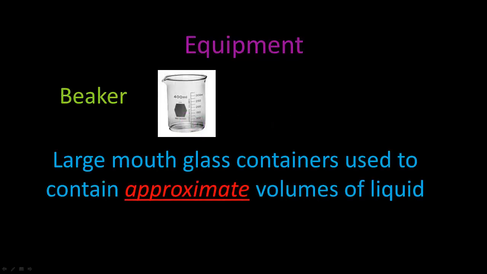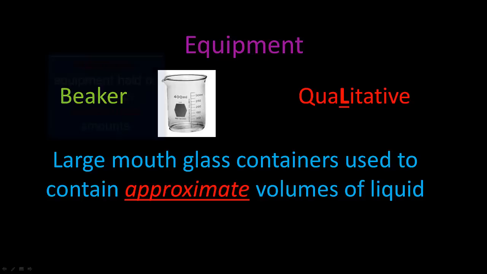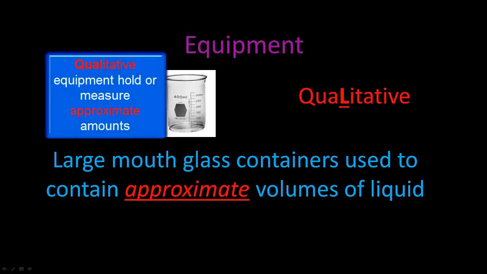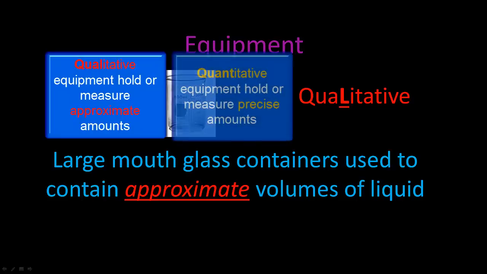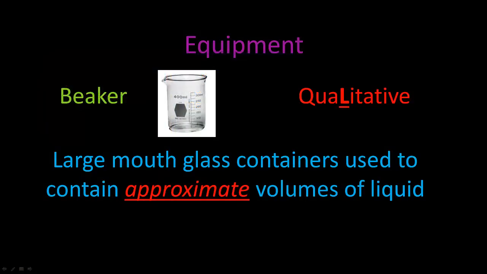Beakers are large mouth glass containers that are used to hold approximate volumes of liquid, which means it is a qualitative piece of equipment. We talked about data being described as qualitative and quantitative. Qualitative data describes color, clarity, or texture, and quantitative data was associated with number values. When we describe equipment, however, qualitative is used to describe approximate values, while quantitative is used to describe exact or precise values. So how can you tell if a value is approximate or precise?